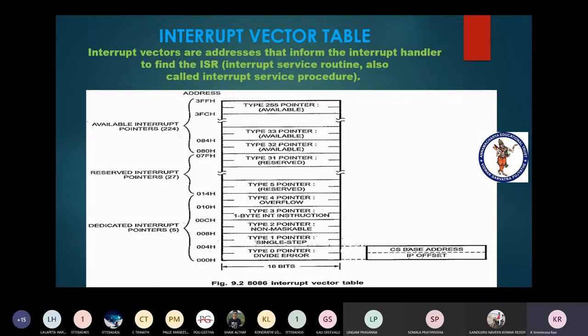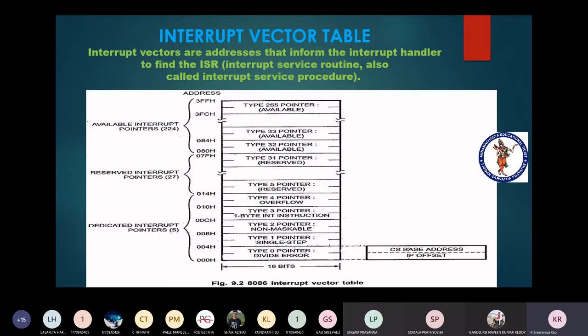As I explained, ADD AX, BX is the interrupt service routine. The address of the interrupt service routine is 5,000. That 5,000 is stored in the 00000 locations. Whenever an interrupt is generated, the processor enters the 00000 location, and there it fetches the address of the ISR, which is 5,000. It collects the 5,000, goes to the 5,000 location, executes the program there, and again comes back to the mainline program.